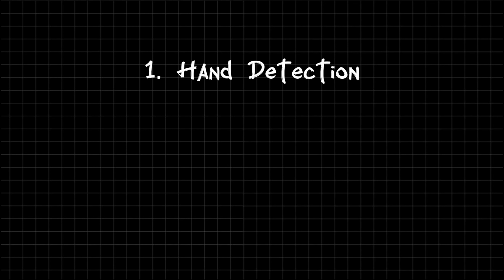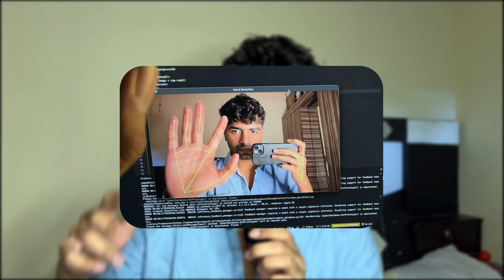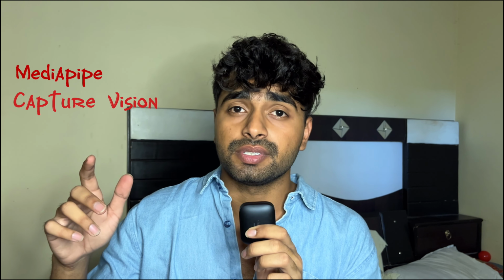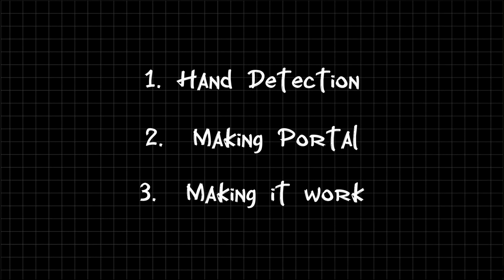We will make this using three steps. First is hand detection, to detect our hand, how it is showing in the camera, using MediaPipe and the Capture Vision library. You can Google it to get more information about these libraries. And the second step is making that portal around our palm, like the Doctor Strange. And the third step is task performing, like when to show the portal: show the portal only when our palm is open, otherwise not.